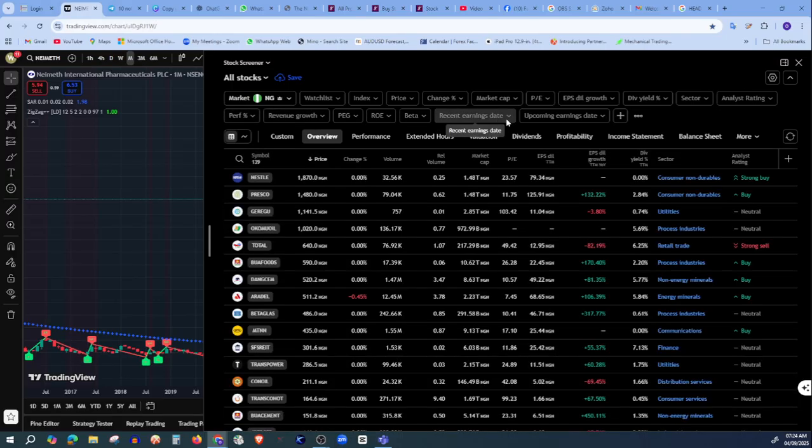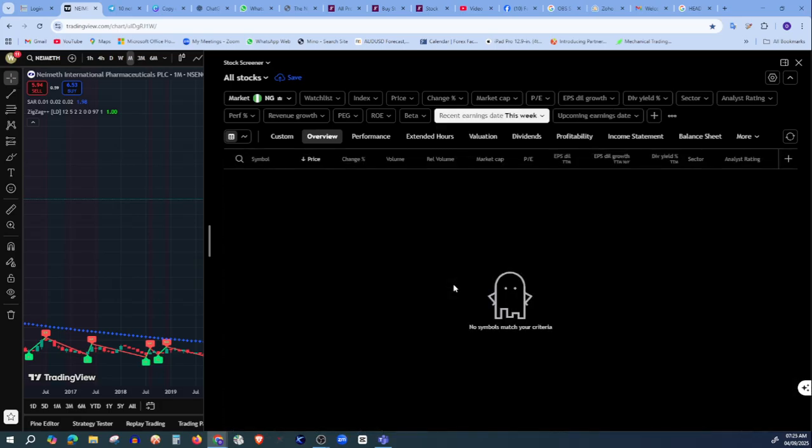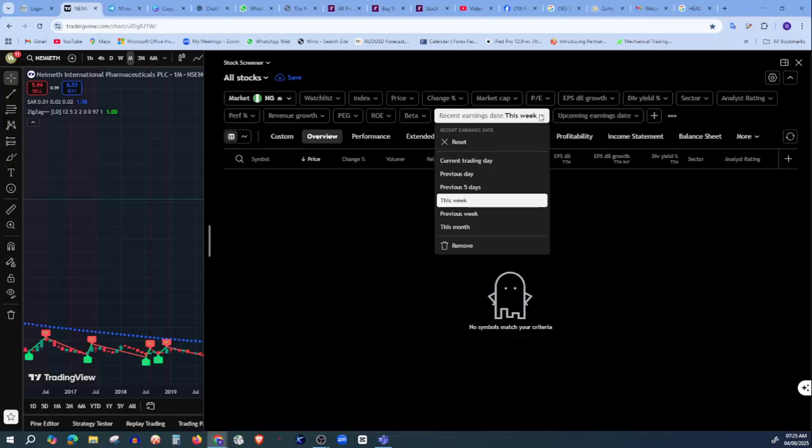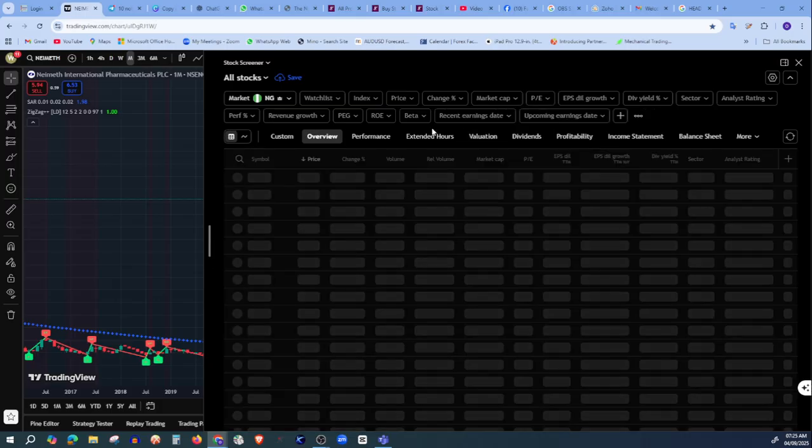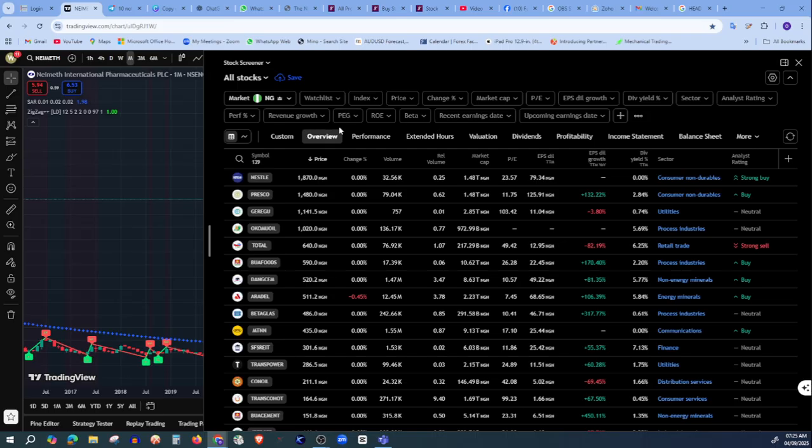Earnings, then recent earnings date. So with this recent earnings date, I can check for the week and say, okay, which company will be releasing their earnings this week. But if I want to check for the whole month, I will just select the stocks that will be releasing earnings this month. Not sure we have anyone.